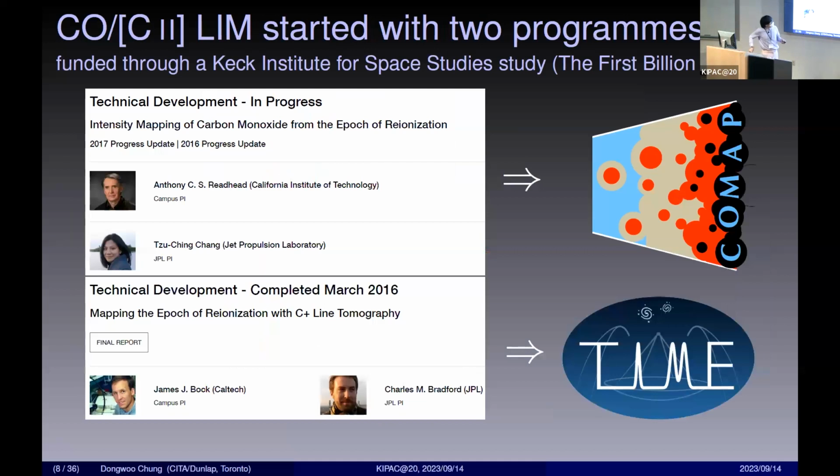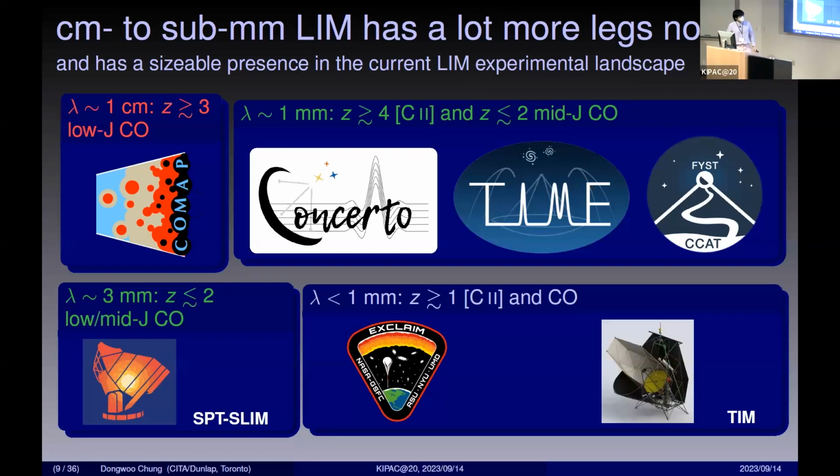This was first realized, if you really want to trace it back, you can trace it back to the first Billion Years Workshop at Caltech, where there were 2 tech dev programs, one of which became COMAP, one of which became TIME. But I don't think that workshop in particular is really responsible for what we're looking at now, which is the full experimental landscape of experiments that are targeting CO and C2 emission at a range of different redshifts, using all kinds of different techniques.